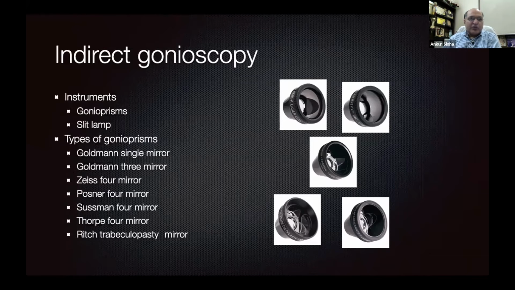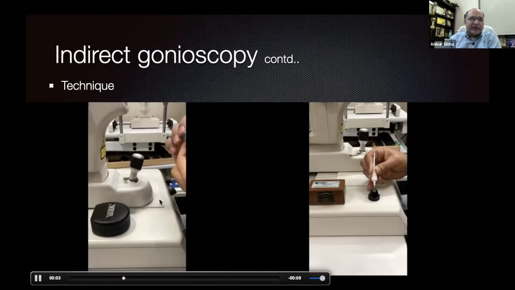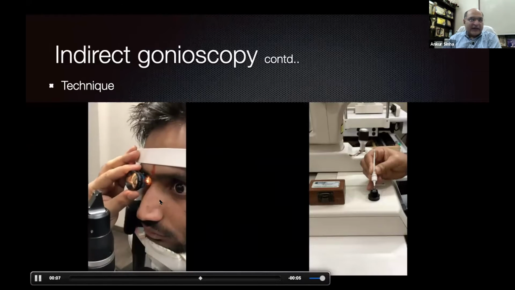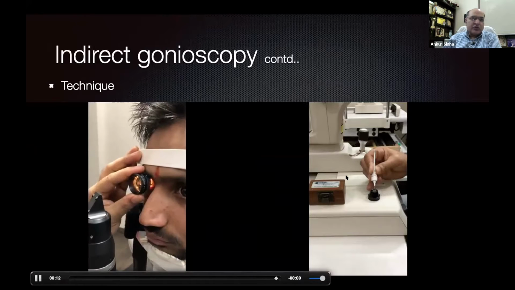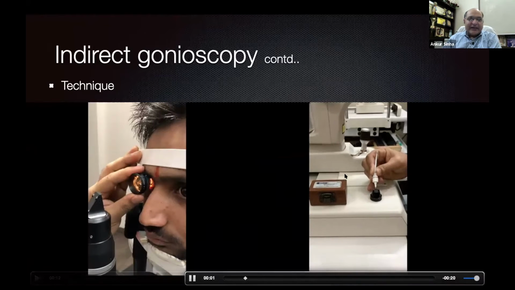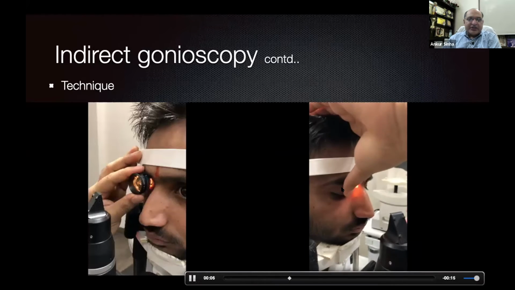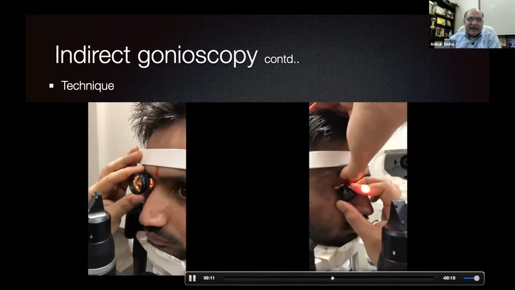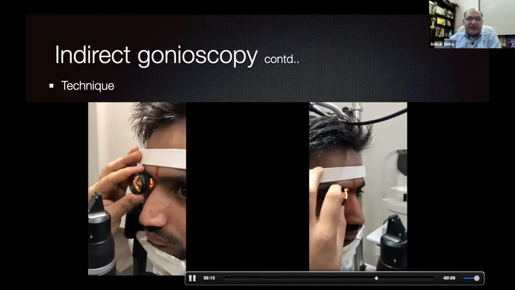Now, indirect gonioscopy, which we commonly do, requires a gonio prism and a slit lamp. There are various types of gonio prisms, and one has to choose from them. This is the technique of application of the gonio prism. This is the 4-mirror gonioscope which we are applying on the subject's eye. We ask the patient to open the eye wide, and then gently put the gonio prism onto the cornea. And this is the indirect Goldmann 2-mirror, where we put the coupling solution, ask the patient to look down, gently put the gonio prism onto the eye, and then straighten the gonio lens so that we can see the angles in the straight in situ position.